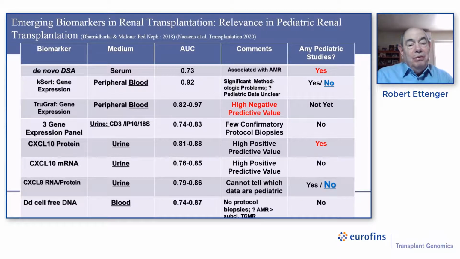The other thing I'd like to sort of focus you on is the fact that most of the biomarkers that have been looked at in adults, essentially, have been those with high positive predictive values, whereas TruGraf has a high negative predictive value. And we're going to look in just a minute at how that may help us in pediatrics when we try to discriminate those two.